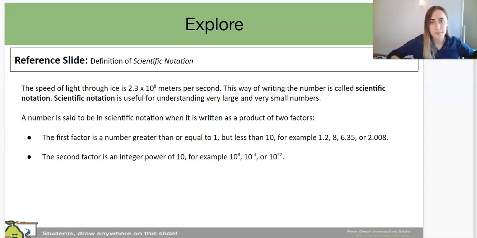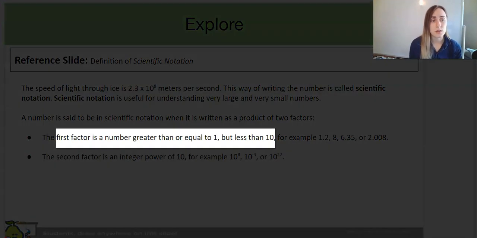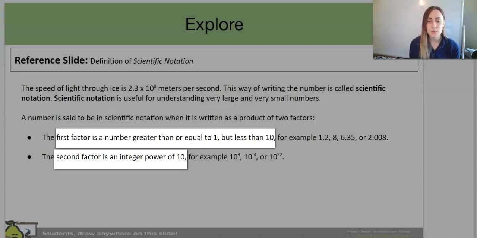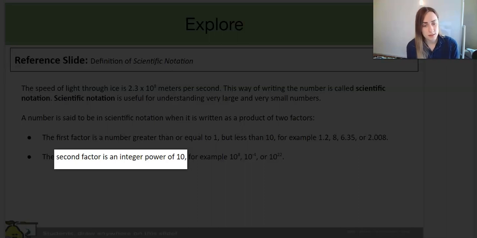And then also we want to look at these two bullets, for these are our two rules we need to keep going back to make sure that if we try to write something in scientific notation, we're doing it correctly. So first, we have to make sure that our first factor is greater than or equal to 1, but less than 10. And our second factor has to be an integer power of 10. So it has to be raised to a number that can be positive or negative, but it has to be a whole positive or negative number.